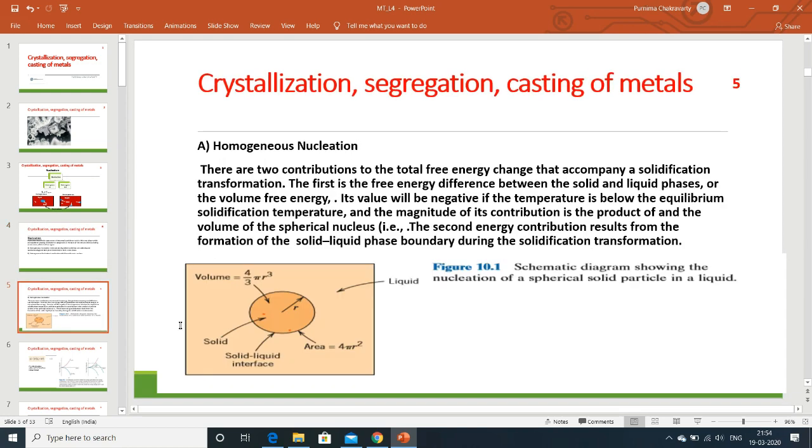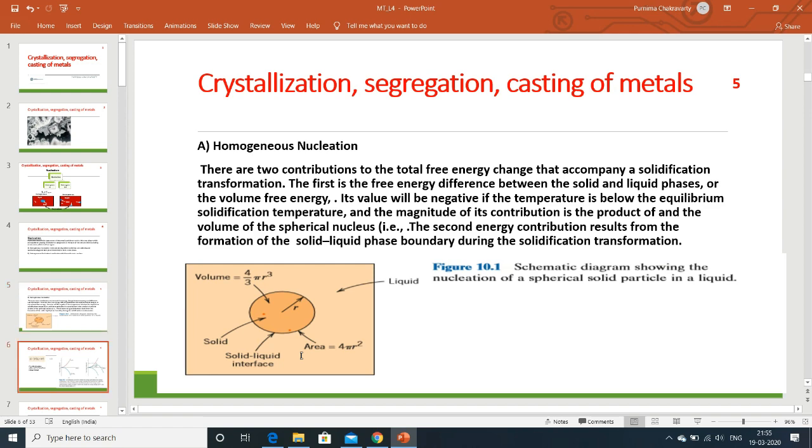So here let's talk about homogeneous nucleation. As I said already, it always starts at the core of the liquid. Here, this pink portion is my liquid and the orange portion is the solid side. For example, we consider that the radius of this nucleated portion is r, and hence the volume will be 4 by 3 pi r cube, and the area is 4 pi r square.